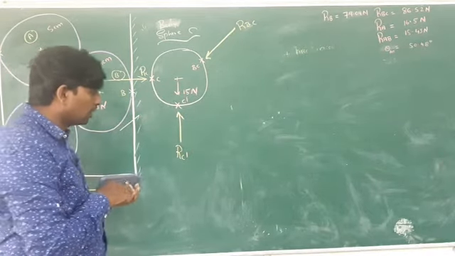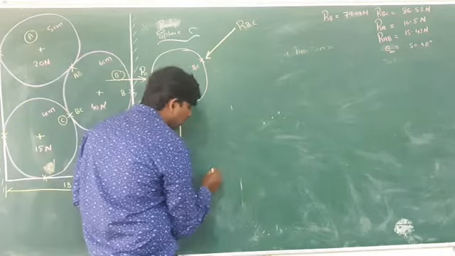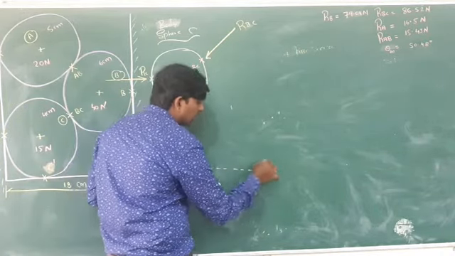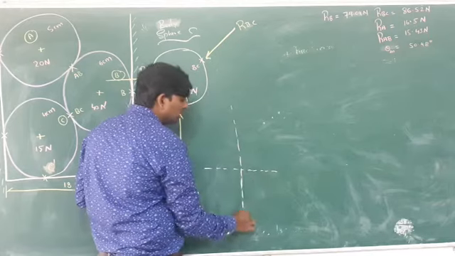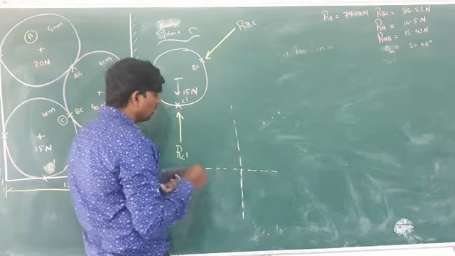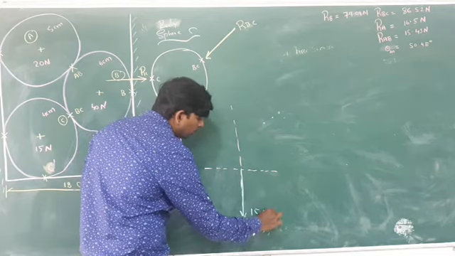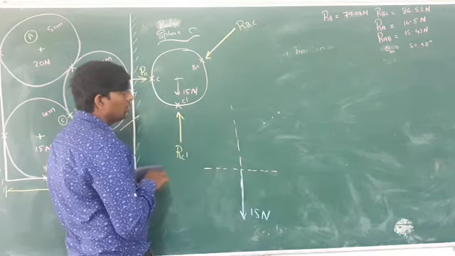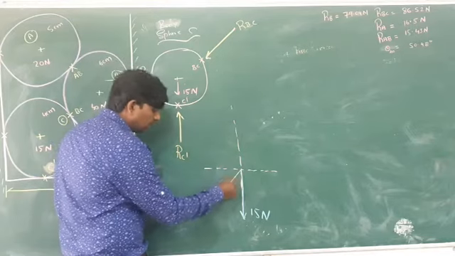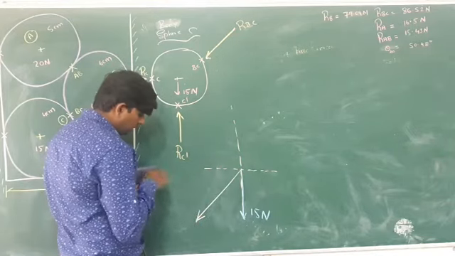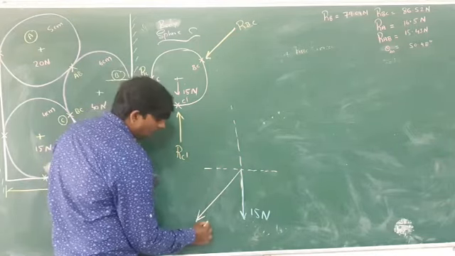15 Newton. After that, what you have to do? You have to go for the vector diagram. This one is which axis? Y axis, and this one is which axis? X axis. First you have to locate the self weight. Self weight is equal to 15 Newton. And in this angle, you will get the RBC.